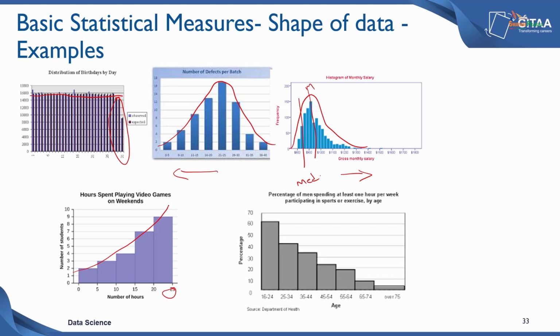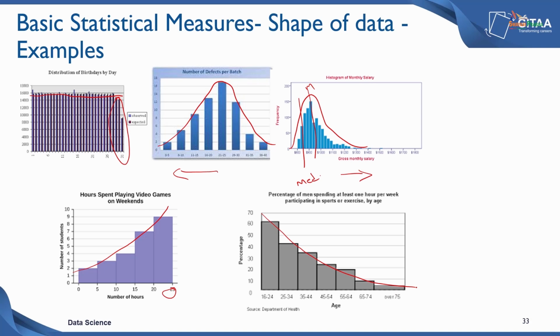This is a reverse exponential distribution, showing the percentage of men spending at least 1 hour per week participating in sports or exercise, plotted by age. So as age goes up, the percentage of men who actually exercise for at least 1 hour drops significantly, like this. So again, it's an exponential distribution.